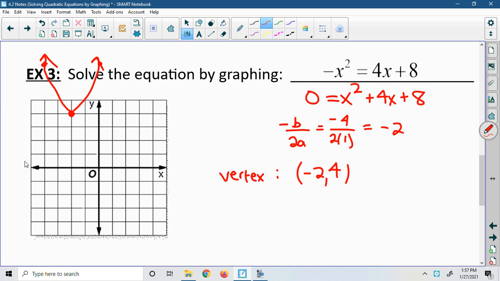Now, we just got through saying that the x-intercepts are the solution to this equation, but there are no x-intercepts here. So this equation actually has no real solution, because there are no x-intercepts.